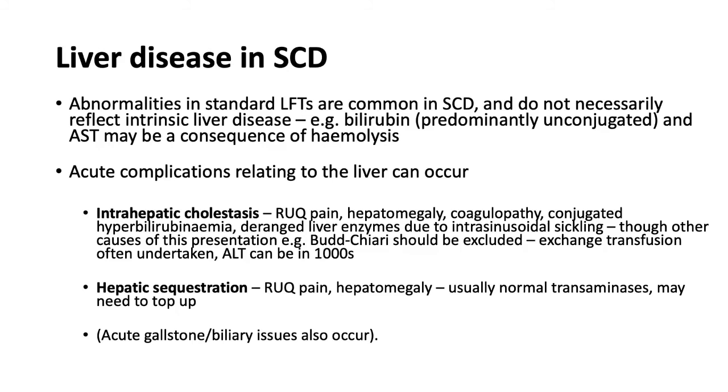Whereas intrahepatic cholestasis is more of a fulminant picture, where you also get coagulopathy, extremely high conjugated hyperbilirubinemia, transaminase derangement due to intrasinusoidal sickling. And this really is an indication for an exchange transfusion rather than just a top up. Usually in hepatic sequestration, a bit like a splenic crisis in a child, the hemoglobin tends to drop enough to be able to top the patient up out of it. Whereas intrahepatic cholestasis really is an indication for an exchange transfusion.